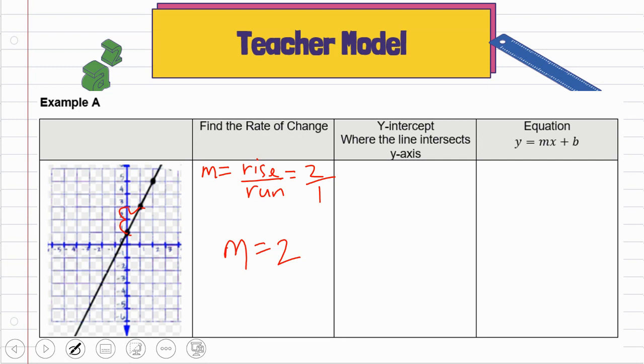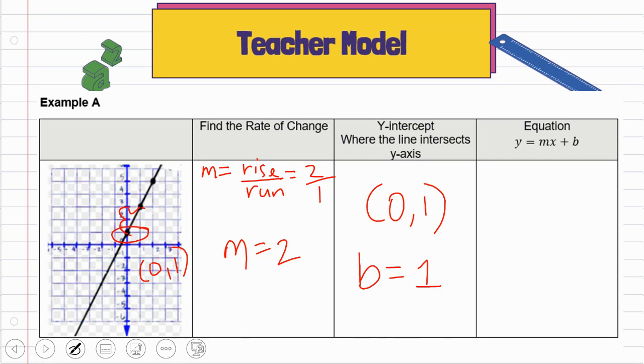Now, let's find out where that line intersects the y-axis. The line intersects the y-axis right here, (0, 1). So that means my y-intercept, or my b, = 1.